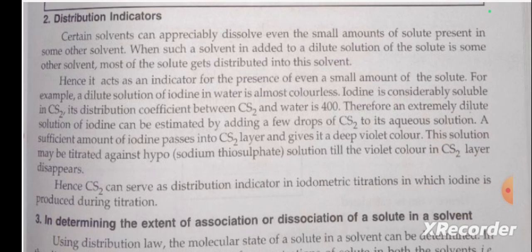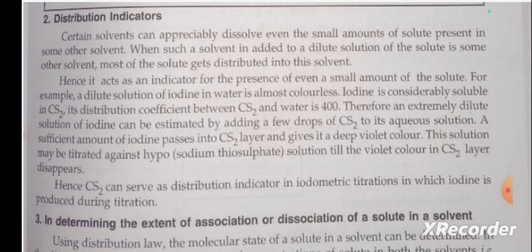Distribution law as indicator. Certain solvents can appreciably dissolve even a small amount of solute present in some other solvent. When such a solvent is added to a dilute solution of the solute in some other solvent, most of the solute gets distributed into the solvent. Hence, it acts as an indicator for the presence of even a small amount of solute.